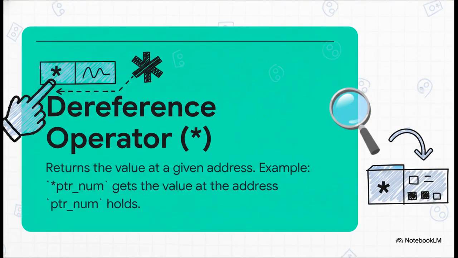And the flip side of that is the dereference operator, the asterisk. If a pointer is holding an address, putting an asterisk in front of it is like saying, hey, go to the address you're pointing to and tell me what value you find there. It follows the address to go fetch the actual data.